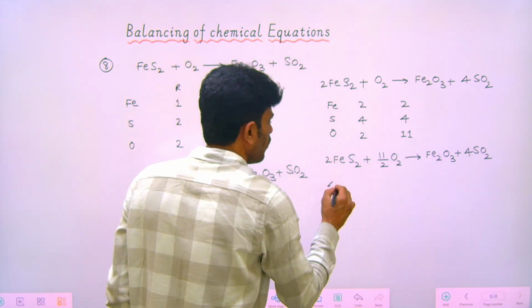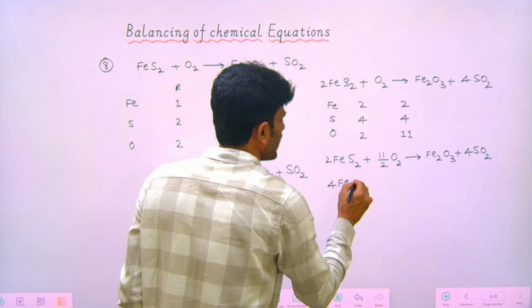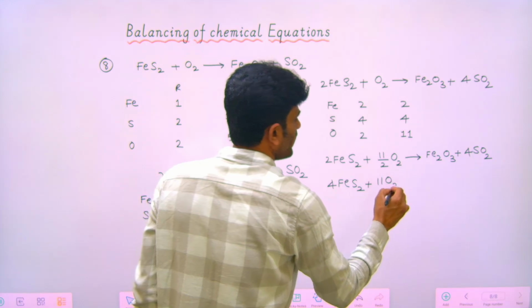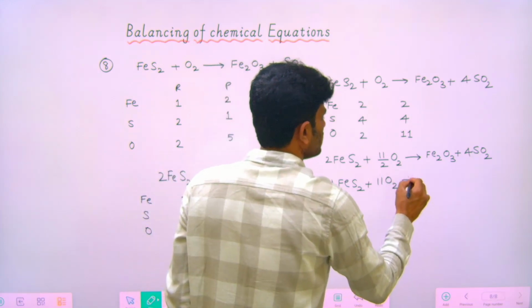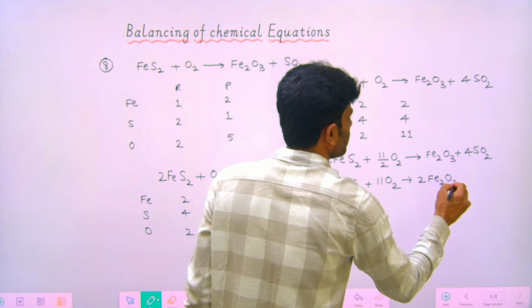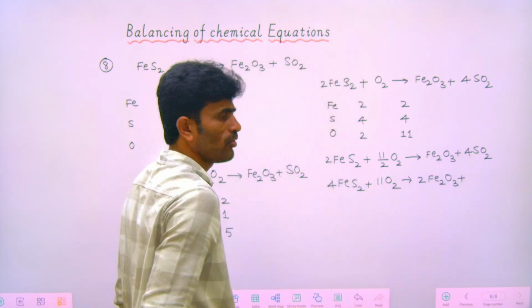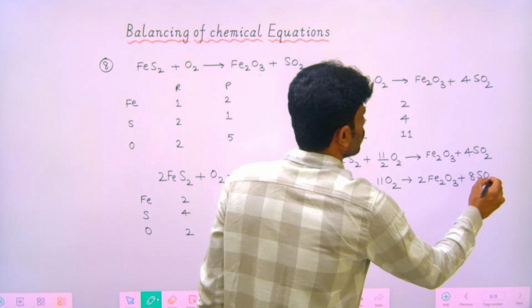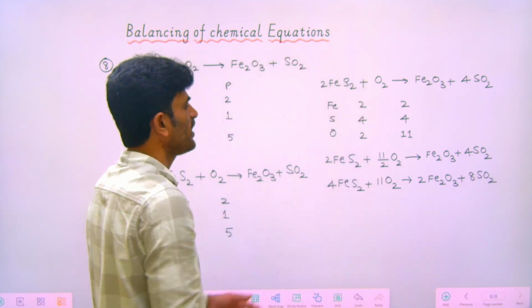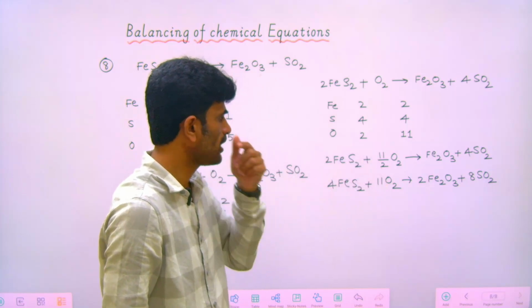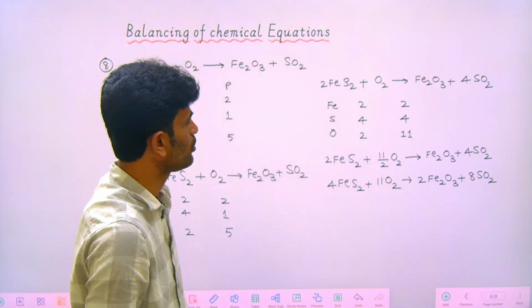Means to eliminate this by 2, everywhere we multiply 2. Then this becomes 4FeS2 plus 11O2 plus 2Fe2O3. Everywhere we are multiplying 2. This is 4, so after multiplying 2 it becomes 8SO2. Only the difference, everywhere we multiplied 2 to it. So 11 by 2 O2 becomes 11O2.